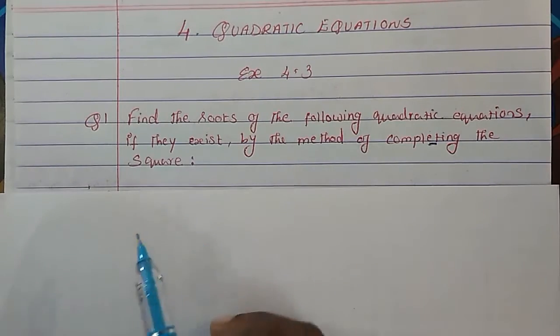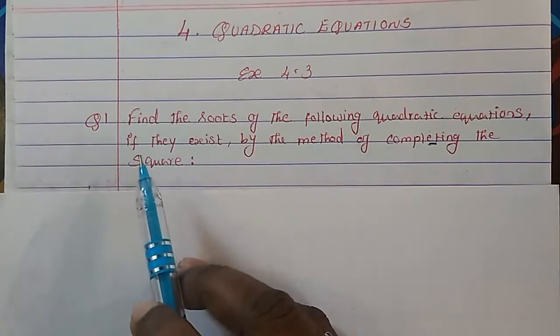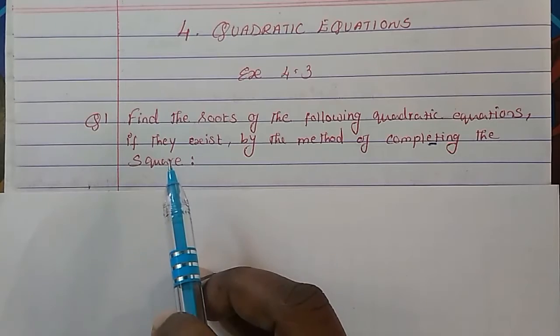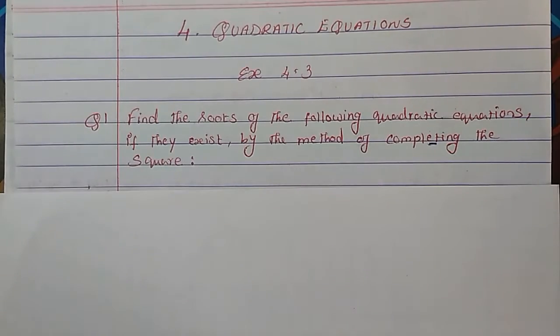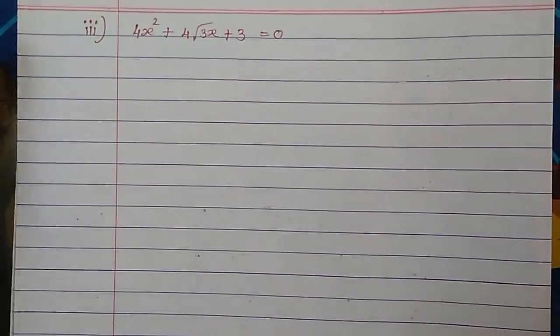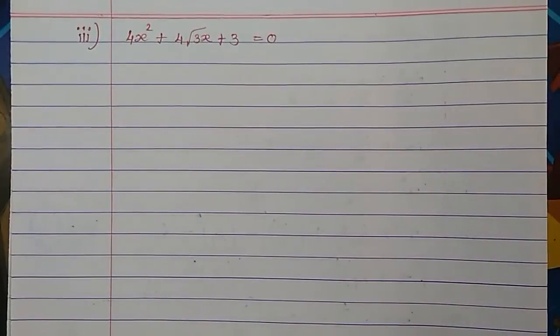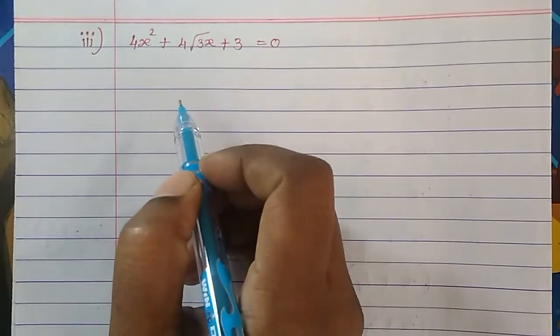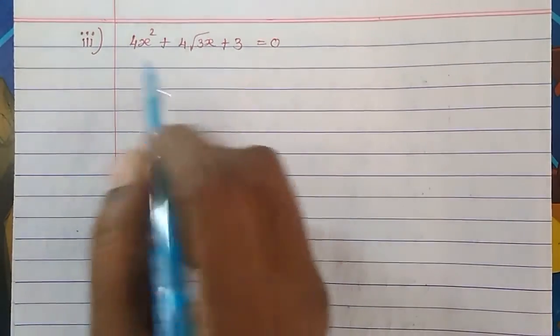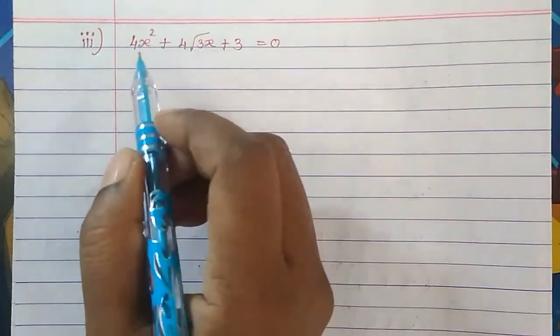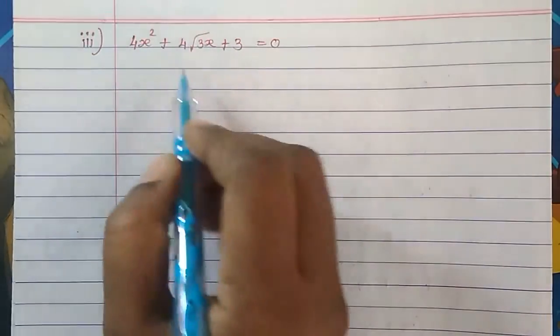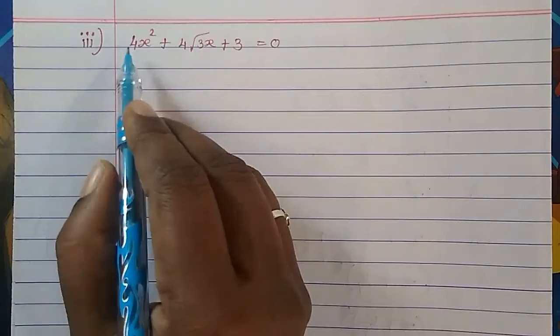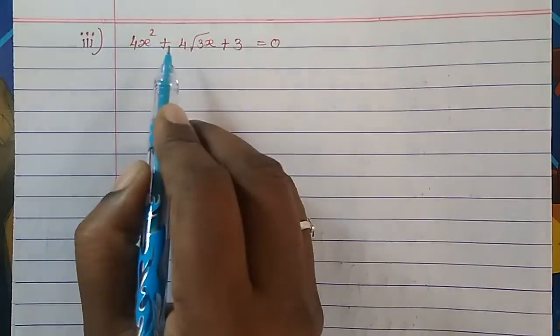So when we did part 1, in this sum, that time I explained to you in detail. Now we'll do part 3. So this method is very easy. All that you have to remember is the steps, which I explained to you in part 1 in detail. So first we have to remove this coefficient of the x square.